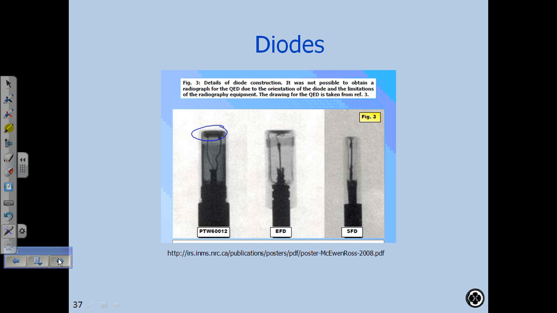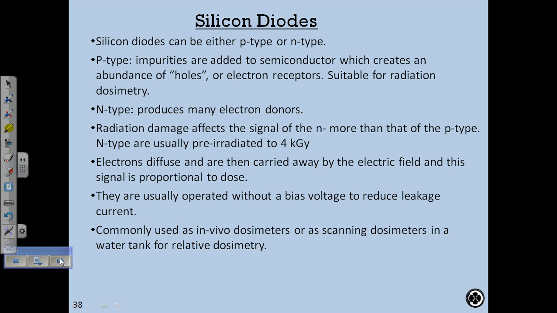More information. They can be either P-type or N-type. You've studied diodes, right, when you were in undergrad? P-type diodes have impurities added to them, which creates an abundance of holes. And a hole is basically a trapping center for an electron. It's an opening where an electron can drop into. So a P-type semiconductor has a lot of holes, or electron receptors, and these are the most common ones you'll see for radiation dosimetry. N-types produce many electron donors. You can add certain impurities to silicon that create electron donors rather than electron receptors.